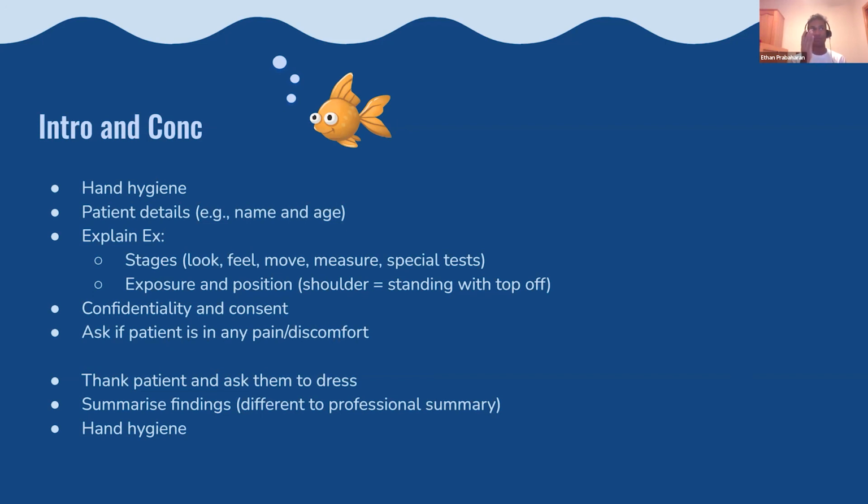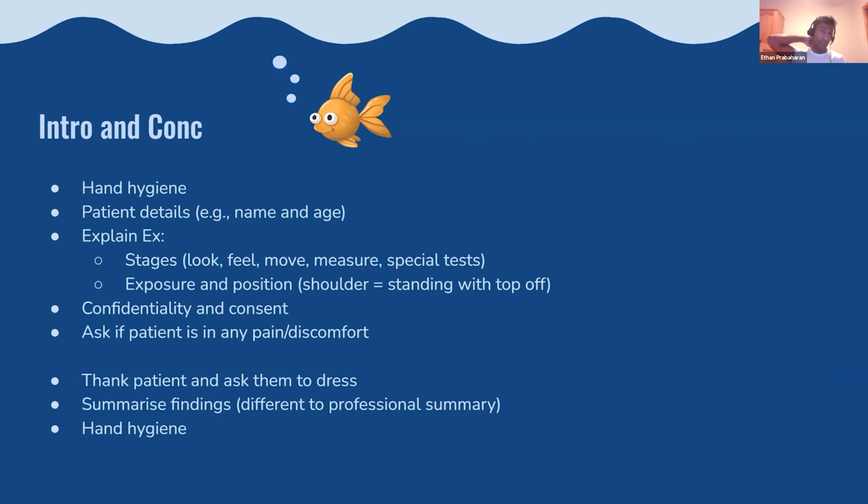So with your introduction, you're looking at hand hygiene, getting patient details, and explaining the examination, so the different stages that I just mentioned: look, feel, move, measure, special tests. Explain the exposure and the position that the patient will have to be in. So if you're doing a shoulder exam, you need the patient standing with their top off. Generally speaking, we expose the joint above and below. So you'll need the elbow exposed and you'll need the neck exposed as well. But that's a good thing to remember, because if we are examining the wrist, we need the elbow exposed and the hand exposed, so you can wear a singlet or something like that, or roll your sleeves up the full way.